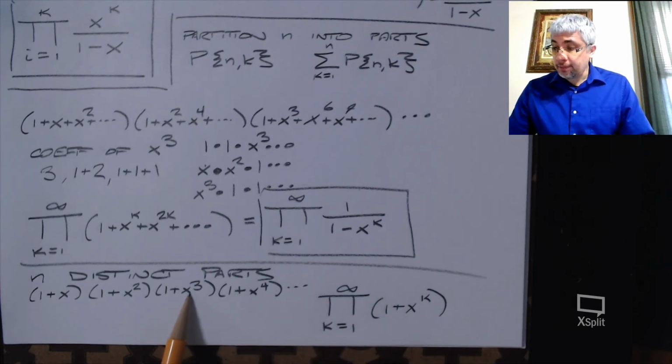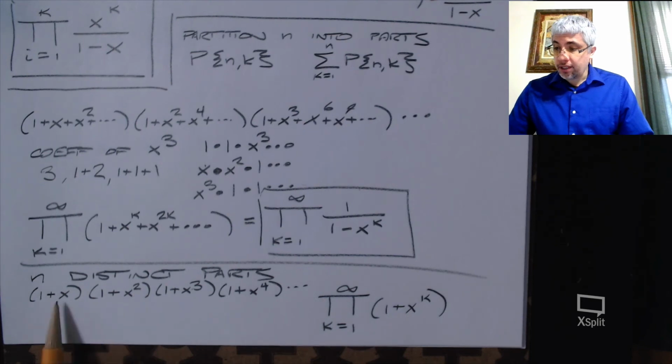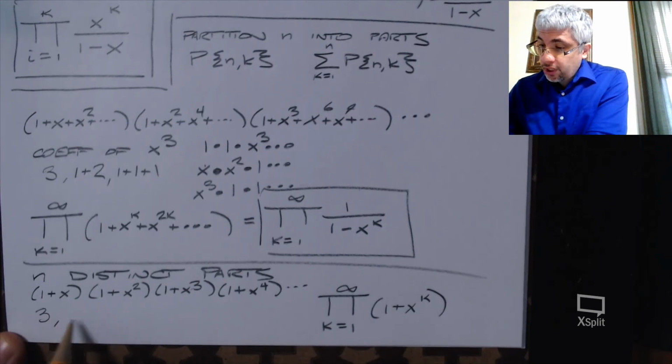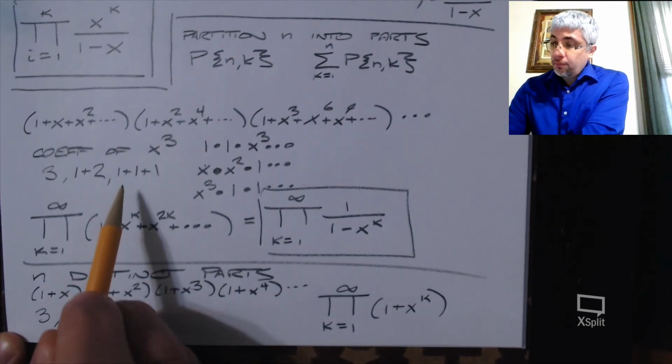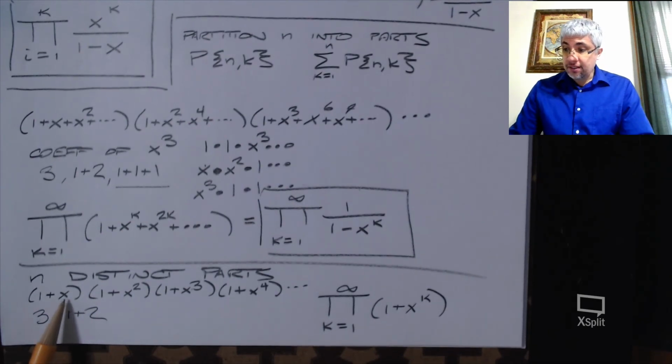So basically, I'd be either choosing an x cubed and a 1 and a 1, or I'd be choosing an x squared and an x, and all 1s. Those are the only ways I can make it, and those correspond to the 3 and the 1 plus 2. But notice the 1 plus 1 plus 1 is not possible because this stops. It's either I include a 1 or I don't include a 1. So yeah, those are some examples.